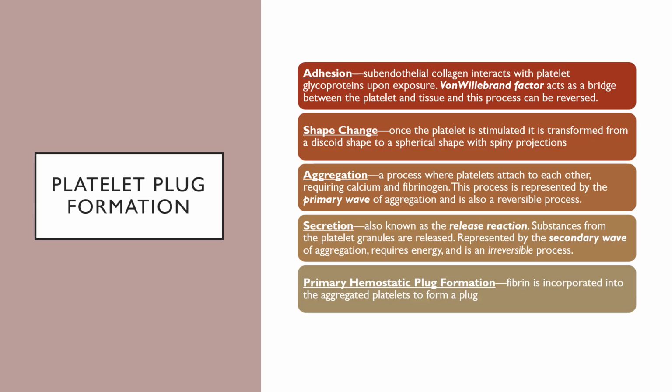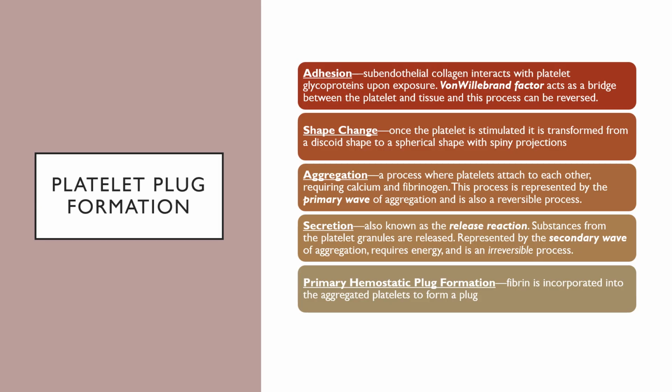With regard to adhesion, that subendothelial collagen interacts with platelet glycoproteins on that glycocalyx, or that fluffy coat, when they come into contact with it. So those are going to be contact activation. And von Willebrand acts as a bridge between the platelet and the tissue in this process. Now, this is completely reversible. If you were to disrupt that rudimentary formation or adhesion, it could just fall off. It wouldn't really be stable in any way.